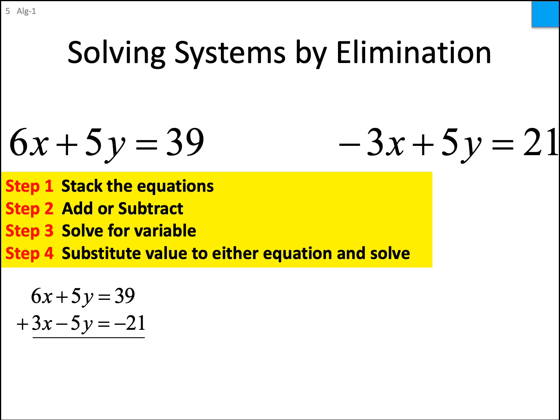That's what happens. Now when we add, 6 plus 3 is 9. That turns to 0. 39 minus 21, 18. Therefore, x equals 2.